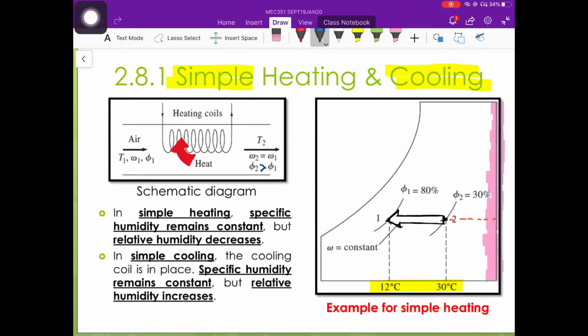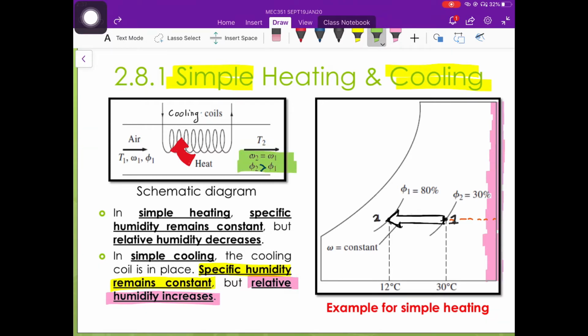For simple cooling, the cooling coil will be placed inside our channel. The heat from our channel will be absorbed by the cooling coil to be rejected to the ambient. Similar to the simple heating, for the simple cooling, the specific humidity omega will remain constant. However, the relative humidity will increase.